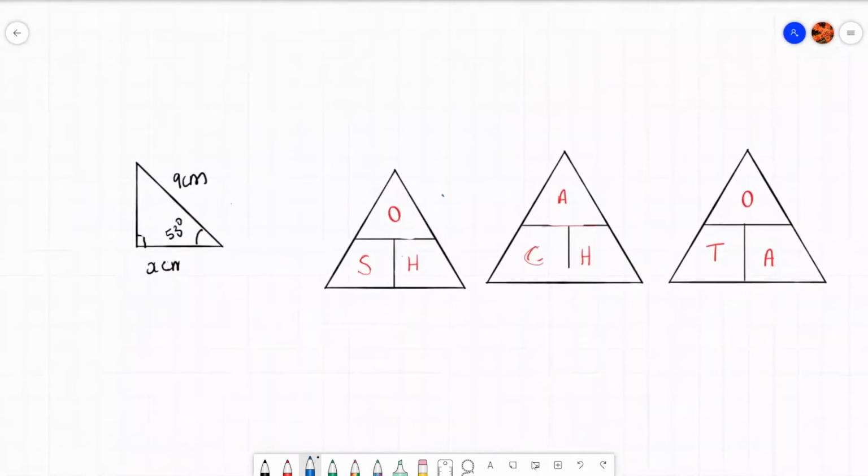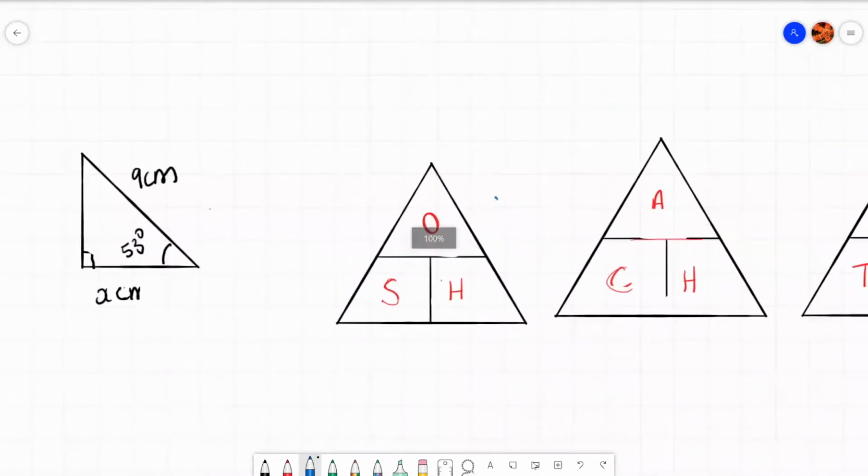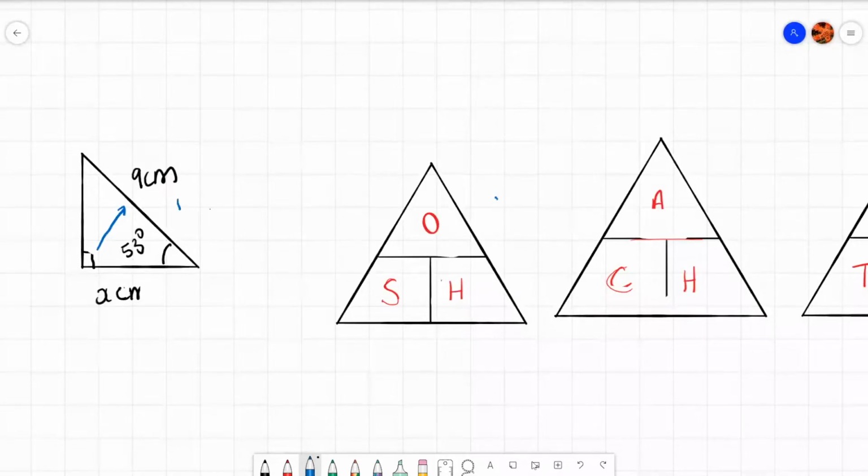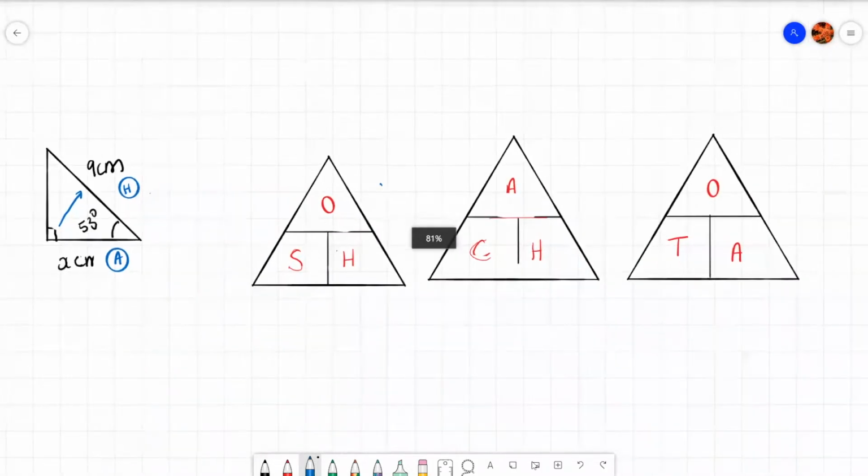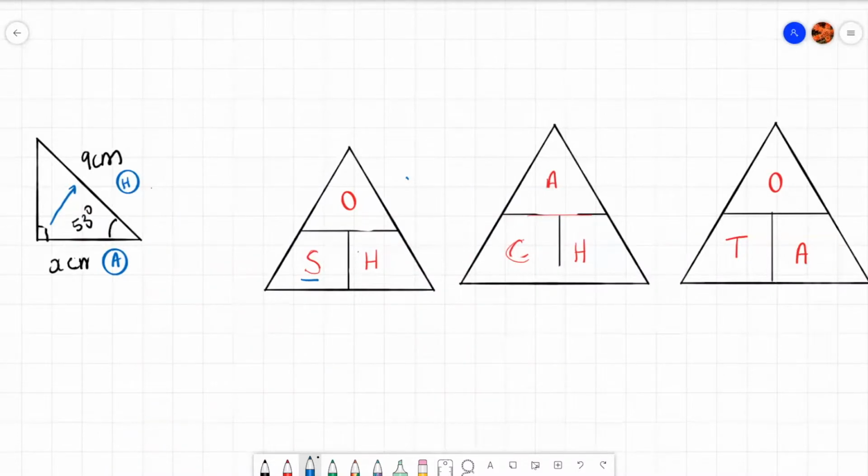Let's have a look at another example. So again, 9 is opposite to the right angle, so that's the hypotenuse. And then x is the adjacent. Adjacent means next to, so it's next to the angle, therefore we're going to label that as adjacent. Which one uses A and H from SOHCAHTOA? Well, sine uses opposite and hypotenuse, so it's not that one. Cosine uses adjacent and hypotenuse, so it's that one. So the function we will be using is cosine or cos.